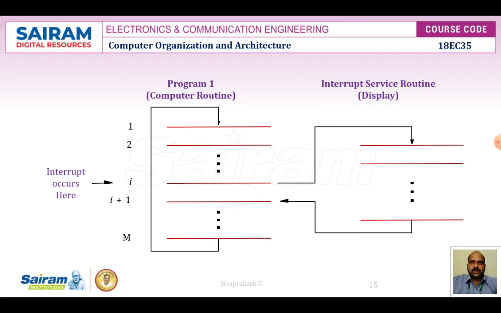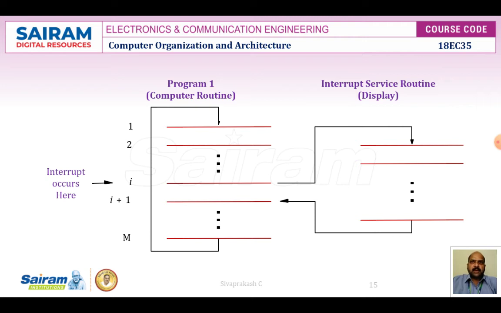This causes the execution of the instruction I plus 1. When the processor is handling an interrupt, it must inform the device that its request has been recognized. This may be accomplished by sending an INTA signal, the interrupt acknowledge signal. The task of saving and restoring the information can be done automatically by the processor. So the processor saves only the content of the program counter and status register.